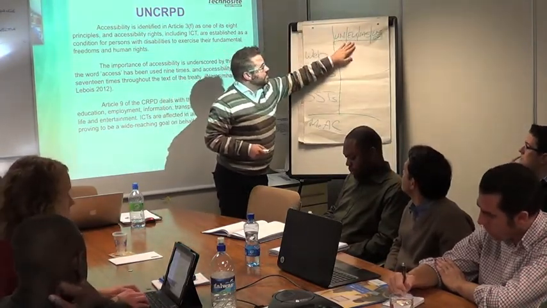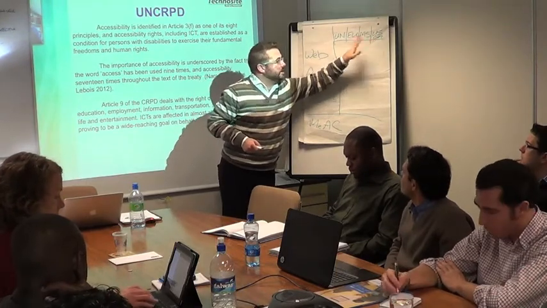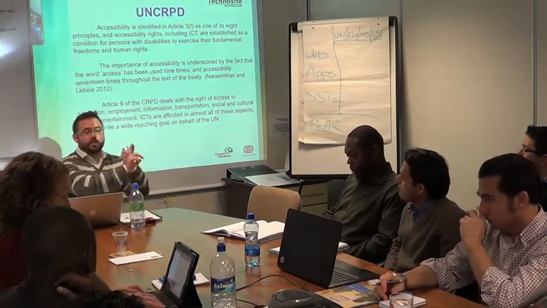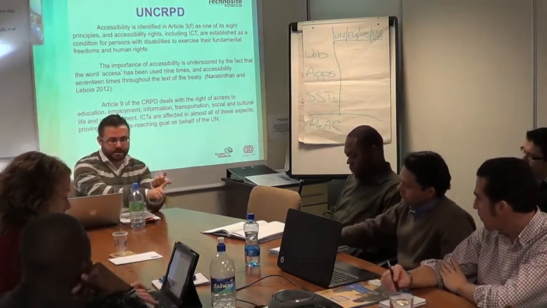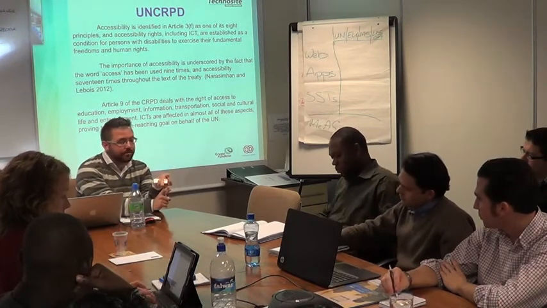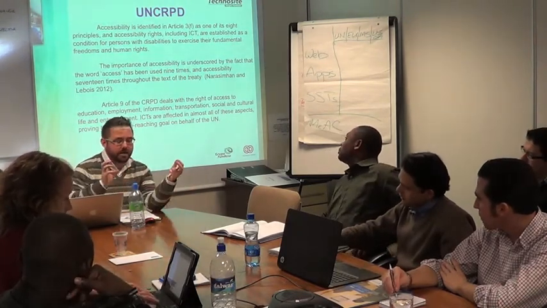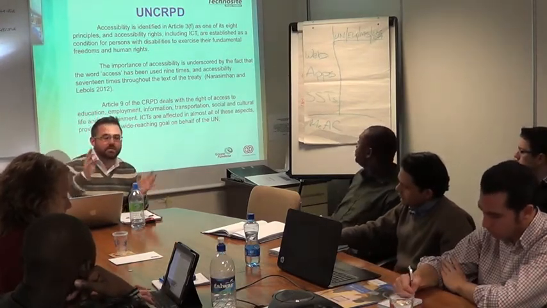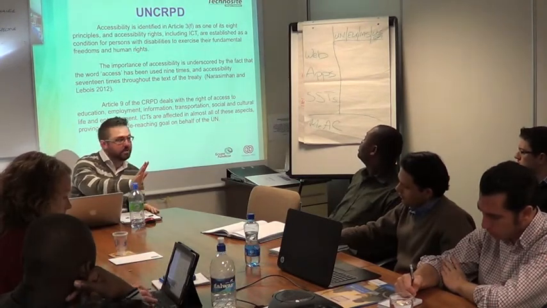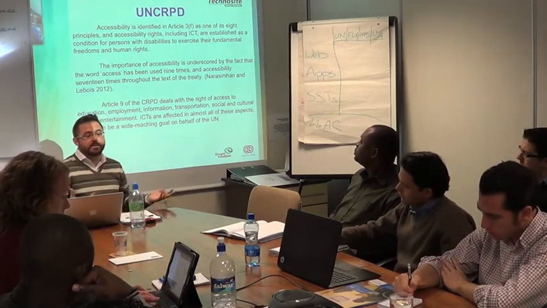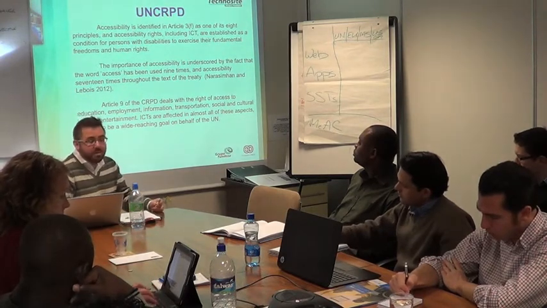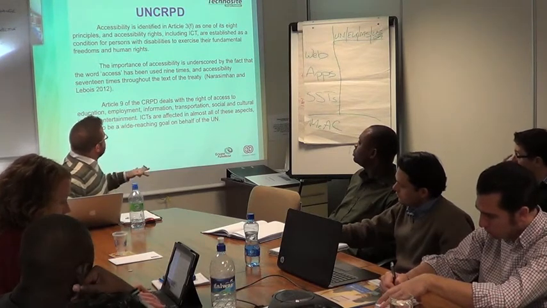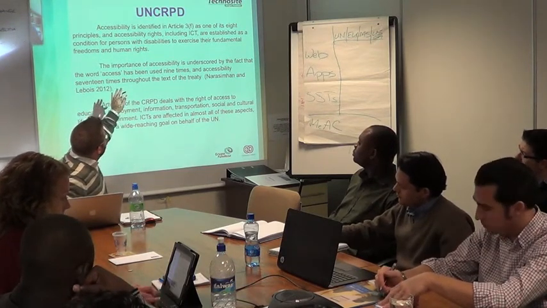UNCRPD, European Union, member states outside of the EU, and all of their legislation: number 1, identifying barriers to accessible technology, and number 2, seeing how the market can push, or how a government or legislation can push companies to choose to implement accessible policies. Now, under UNCRPD, it's not necessary to understand this.